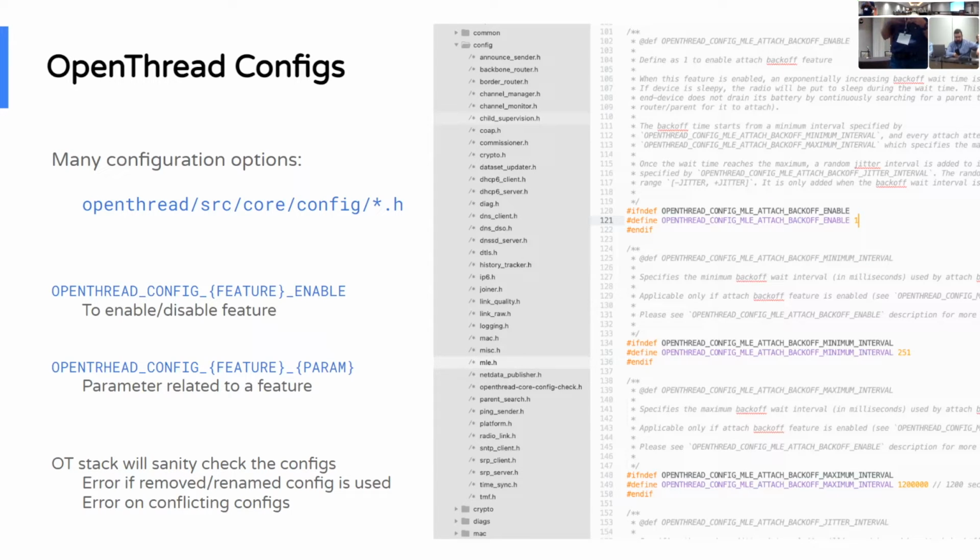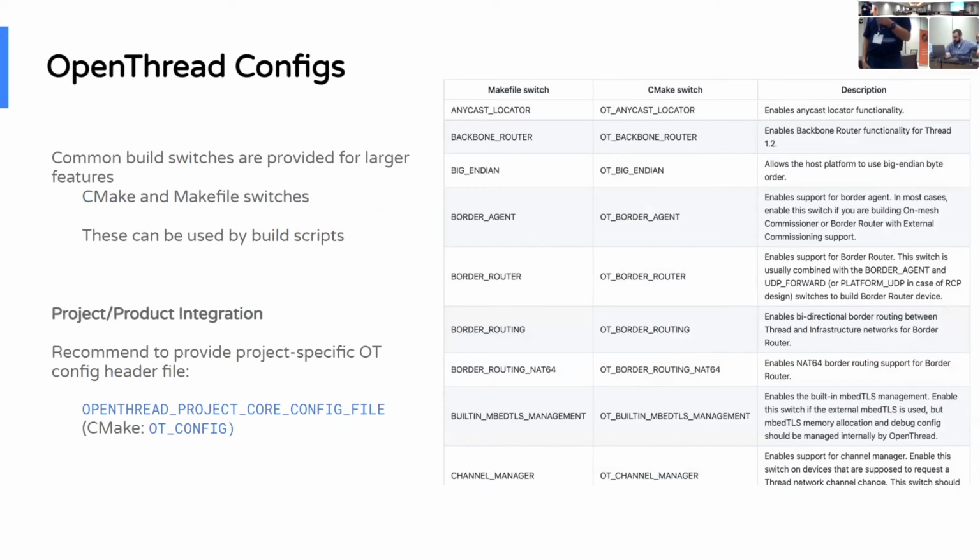At the high level, for a feature we have an OPENTHREAD_CONFIG feature-enabled option to fully enable or disable a particular feature. Then there are further parameters to tune that specific feature that are defined below. And there are some guards added in the stack so that if you misuse the configuration, or use a renamed or removed parameter, you get a build error. It's better to fail hard in those cases to see that there is something bad.